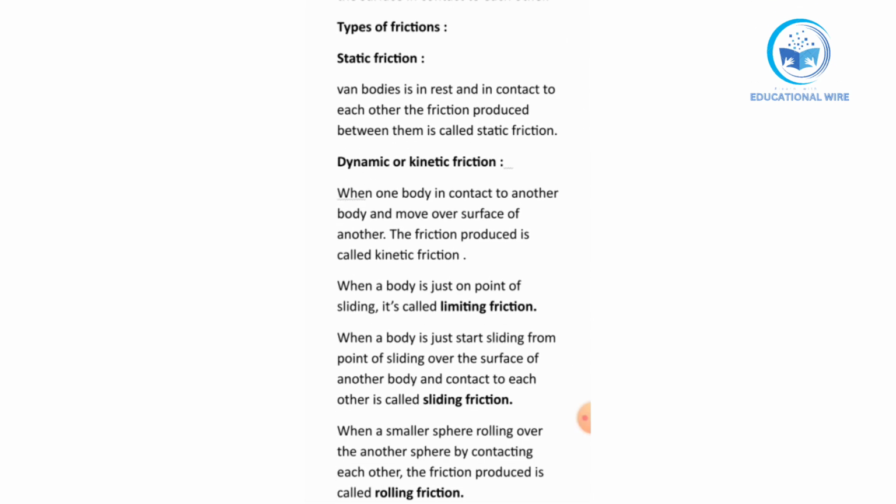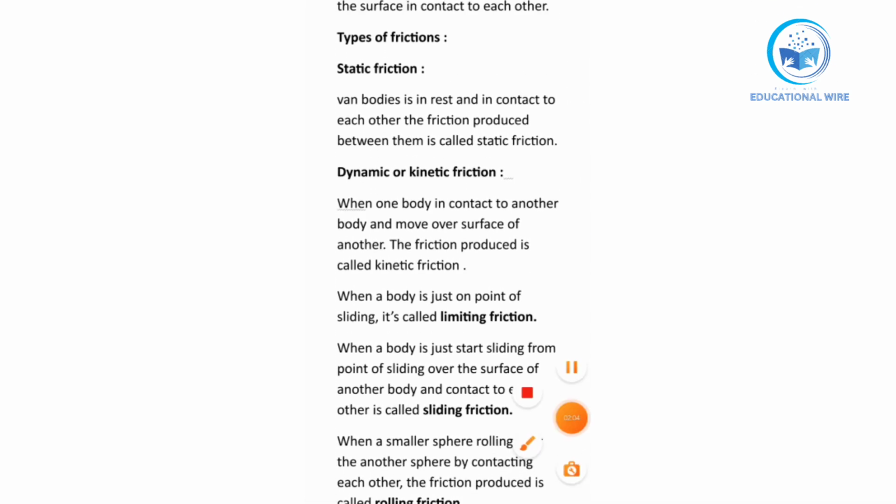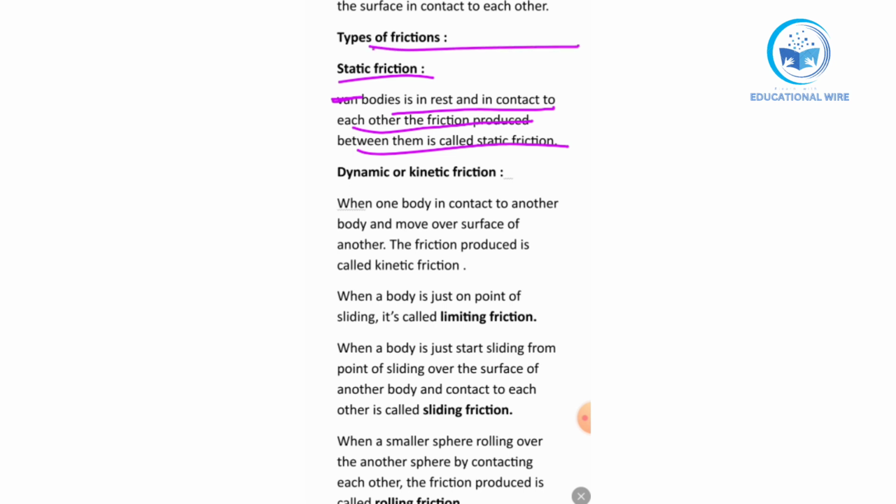After that, we have the types of friction. Talking about the first type of friction, the first type is static friction. When bodies are at rest and in contact with each other, the friction produced between them is called static friction. Like here we have one body, it is just at rest. This is the reaction and this is its weight. It's at rest.